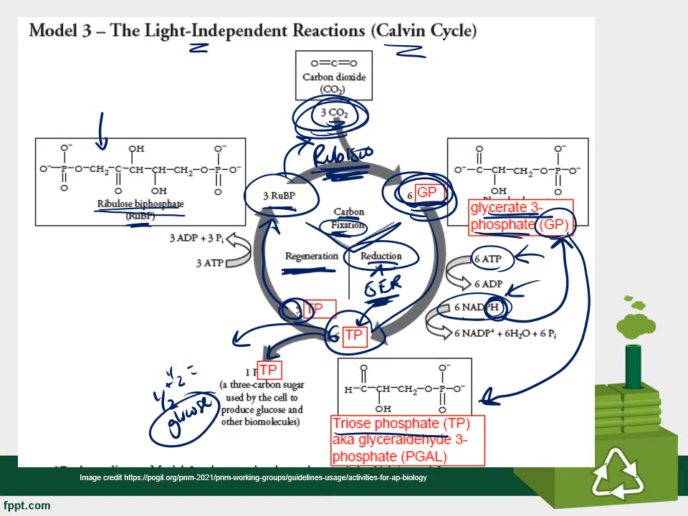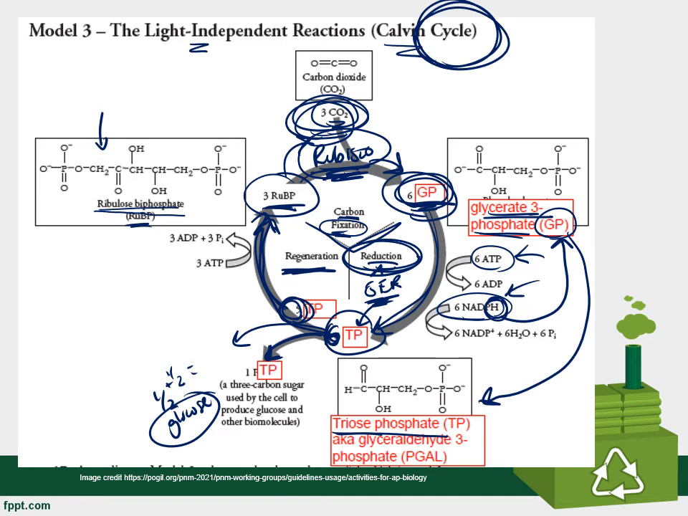5 of the TP that were made this time get turned back into RUBP. We're going to combine that RUBP with CO2 using the enzyme Rubisco. That's going to form 6 molecules of glycerate 3-phosphate GP. That GP is going to be reduced to TP, triose phosphate. We have 6 of them. 1 of them exits the cycle. The other 5 are regenerated back into RUBP. And it keeps going around and around, which is why we call it a cycle.